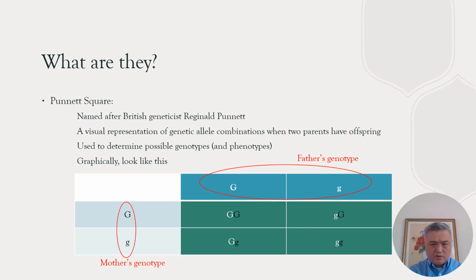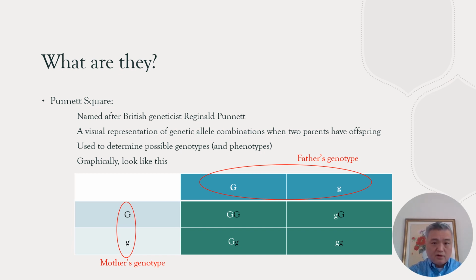Now, what are Punnett squares? As you may correctly surmise, they were named after the creator, Professor Reginald Punnett from the UK. They are a visual way to show the genetics of mating between two parents. So with this visual tool, you can try to predict the possible genotypes and phenotypes of the offspring.